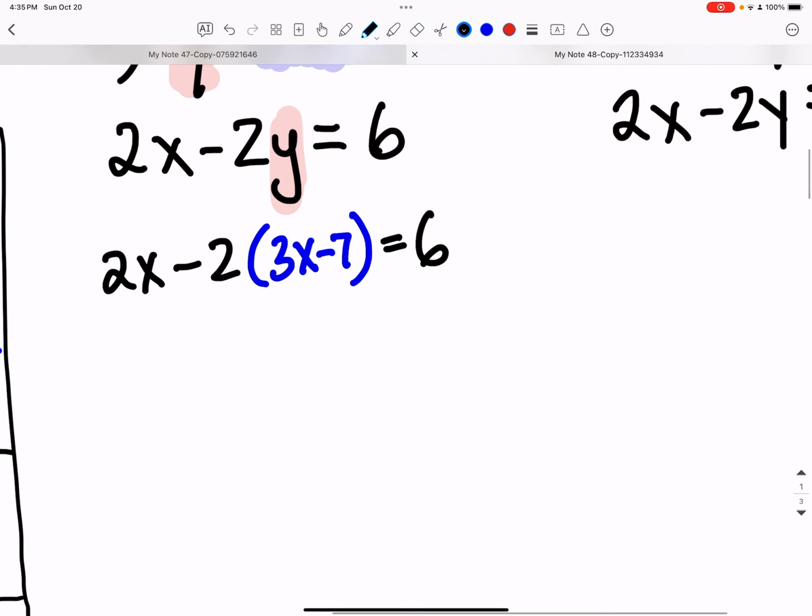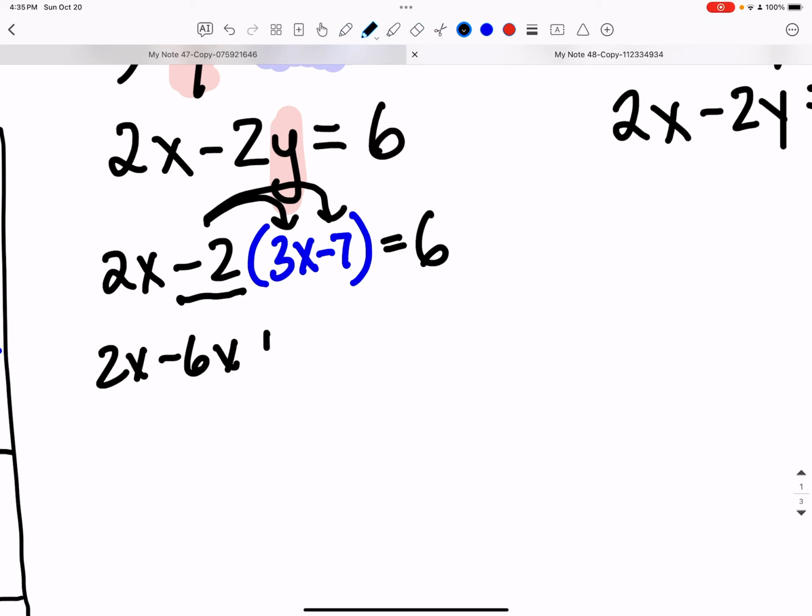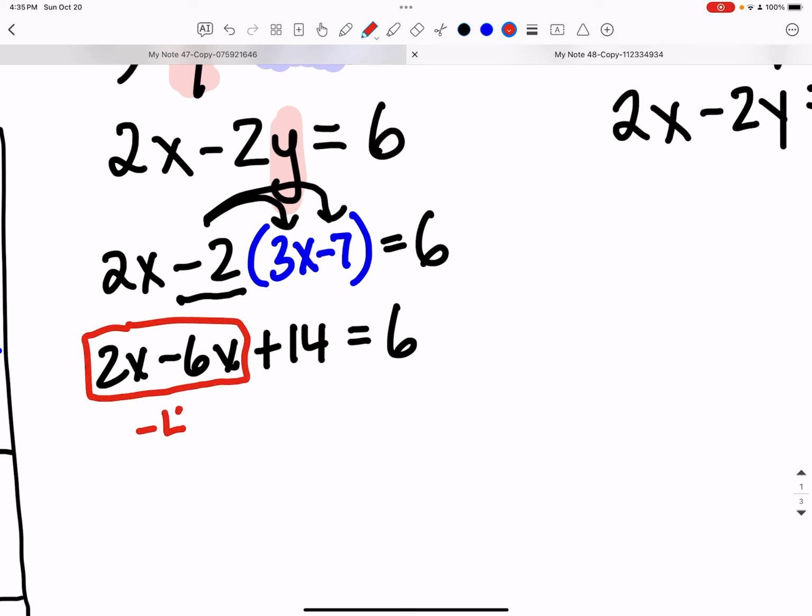All right, so let's do negative 2. We've got 2x down here. We have negative 2 times 3x is negative 6x. Negative 2 times negative 7 is positive 14 equals 6. So we've got too many x's over here. 2x's minus 6x's. Let's put them into 1. Negative 4x's. Let's minus the 14 and move it over here.